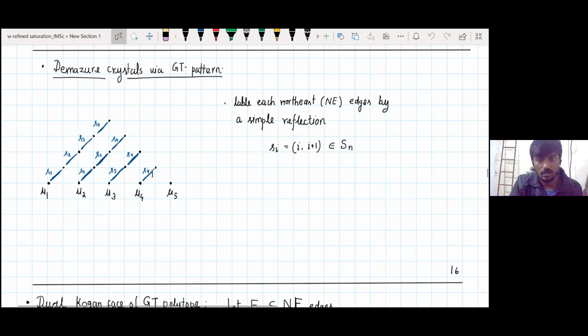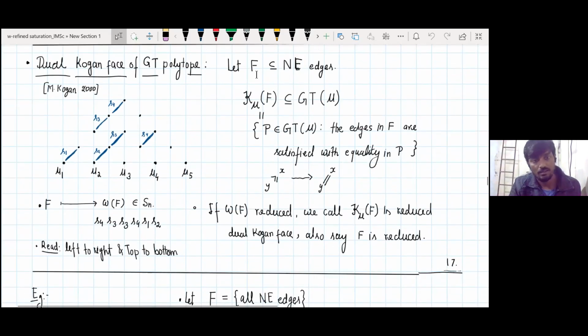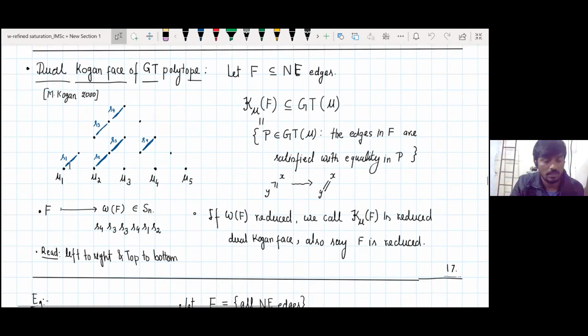So this way you label it, where S_i are the simple reflections in S_n. Okay, so now take any F that is a subset of northeast edges. For example, I have taken here a few northeast edges. So that is, say, F.